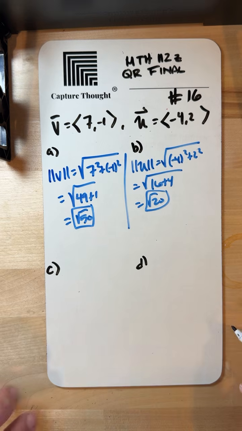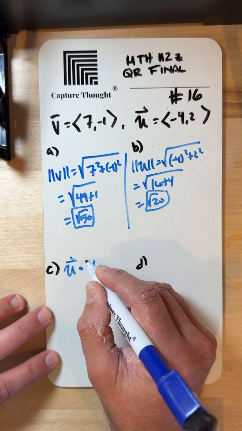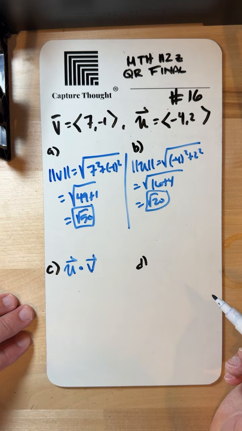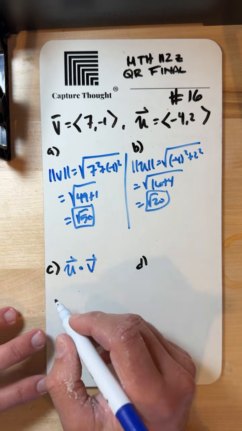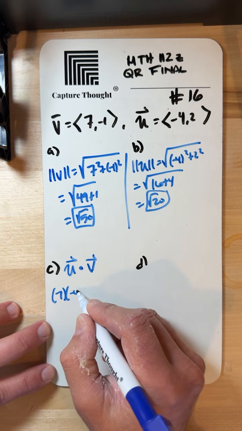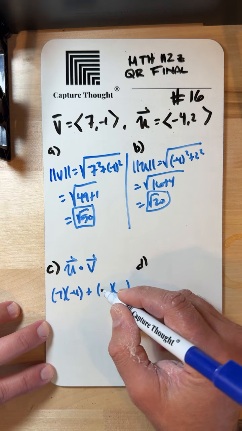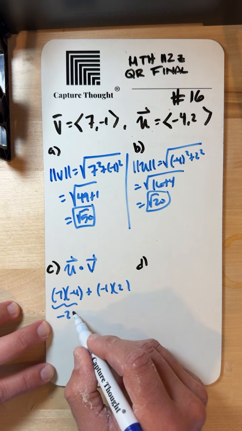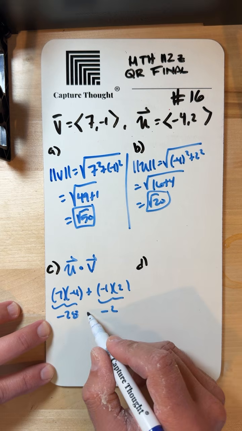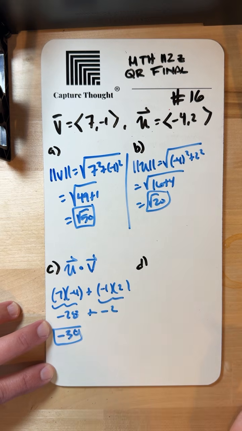Part C says find the dot product. So u dotted with v. So dot product means we're going to take the x components and multiply them together. So 7 and -4. And then add to that the y components multiplied together. So -1 and 2. So this is -28. This is -2. So that's a collective -30 when we're all said and done.